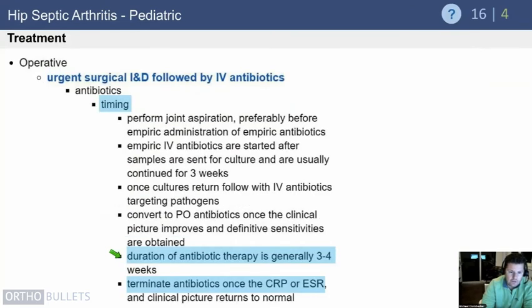Basically, how long do you stay on the antibiotics? Well, it's generally 3 to 4 weeks. Some will follow the CRP or ESR, and clearly if you have osteomyelitis at the same time, this will lead you to potentially having it a bit longer.